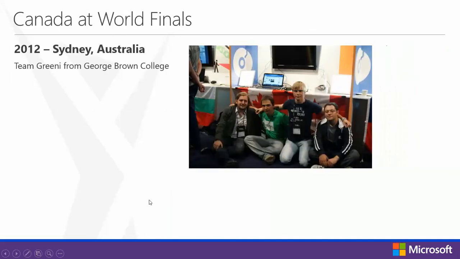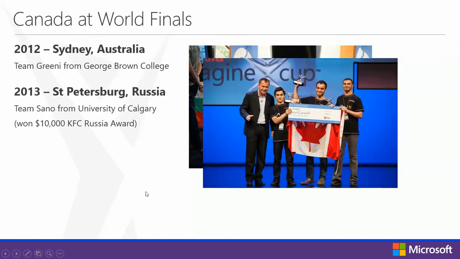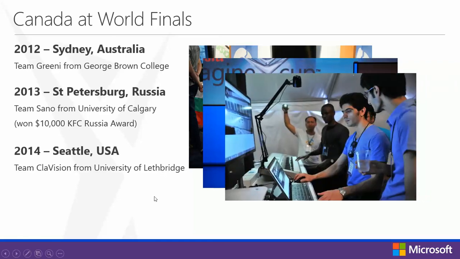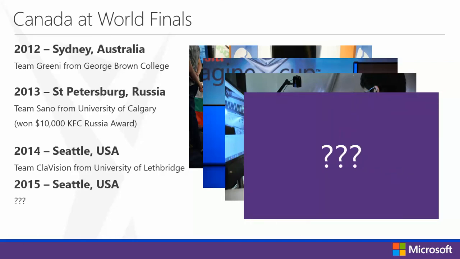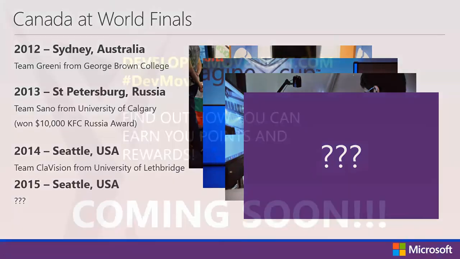The first year we did Imagine Cup in Canada, we took a team from George Brown College to Australia. The next year, a team from University of Calgary won $10,000 from KFC, yes, Kentucky Fried Chicken, in Russia. This past year we had some great attention from the press with the entry from the University of Lethbridge. I'm really excited to see who we bring back to World Finals next year back in Seattle, Washington, Microsoft headquarters.